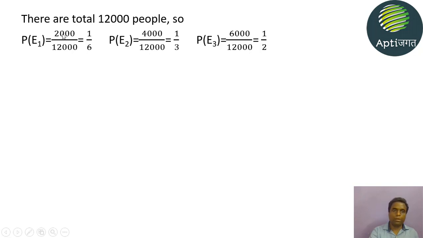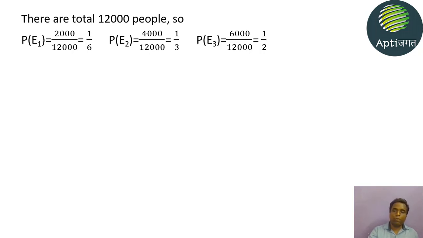Number of E1 upon n of S. What is n of S? It is the total number, the sum of total drivers: 2000 plus 4000 plus 6000, that gives 12,000. So we have got the individual probabilities of the different events.